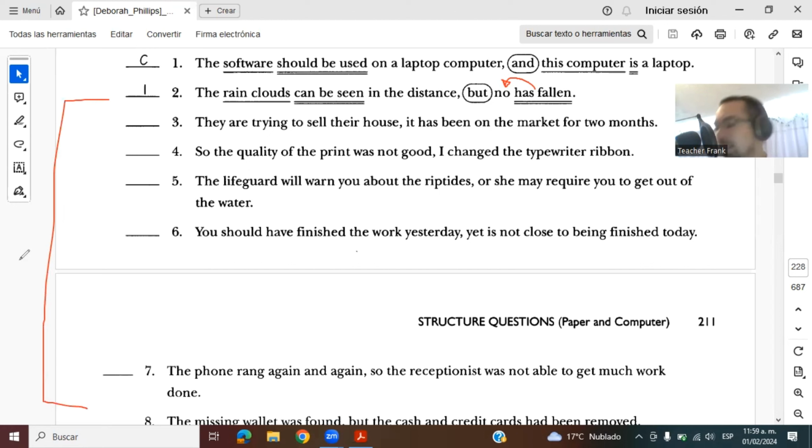Okay, so now if you want to pause the video and do number 3 to 7, and we'll check it in a moment. Okay, so let's check this. Number 3 says they are trying to sell their house. It has been on the market for months. Our trying is my first verb.